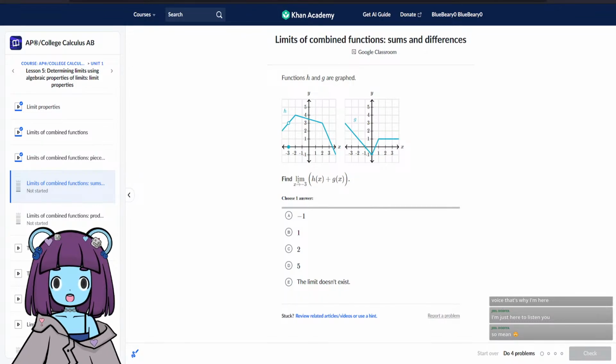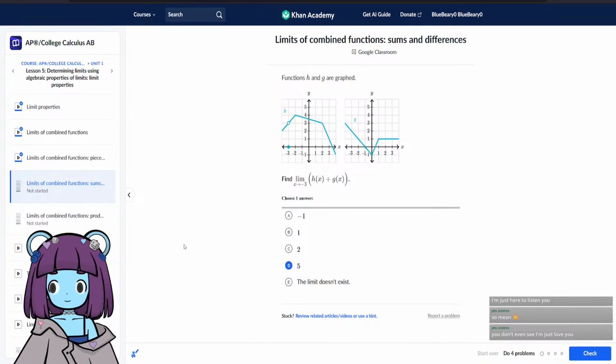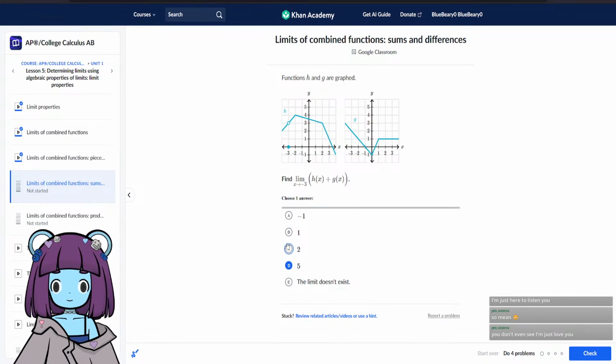So we're going to look at this property of the limit of h of x plus g of x. So as x approaches -3 here, that's 3. So h of x is 3. And then 2. So 3 plus 2 is 5. Get 5.